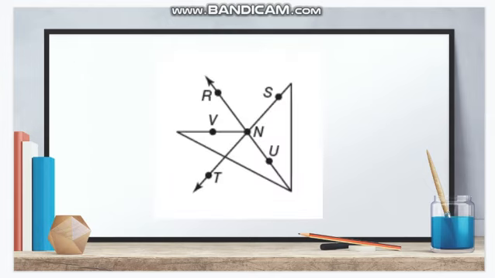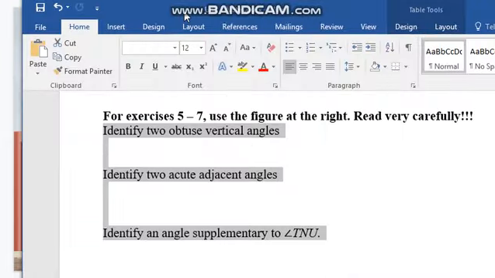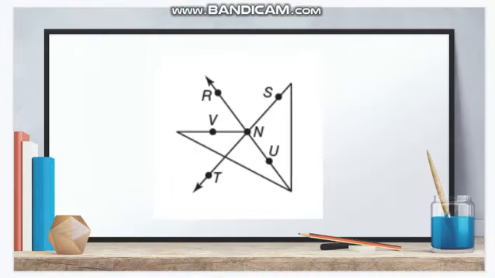Okay. So here's where two lines intersect. We know it can't be this one and this one because those are just slightly less than 90 degrees. But this one and this one, those are vertical angles, and they are definitely greater than 90 degrees. So the answer to identifying two obtuse vertical angles would be TNR and SNU. TNR and SNU.